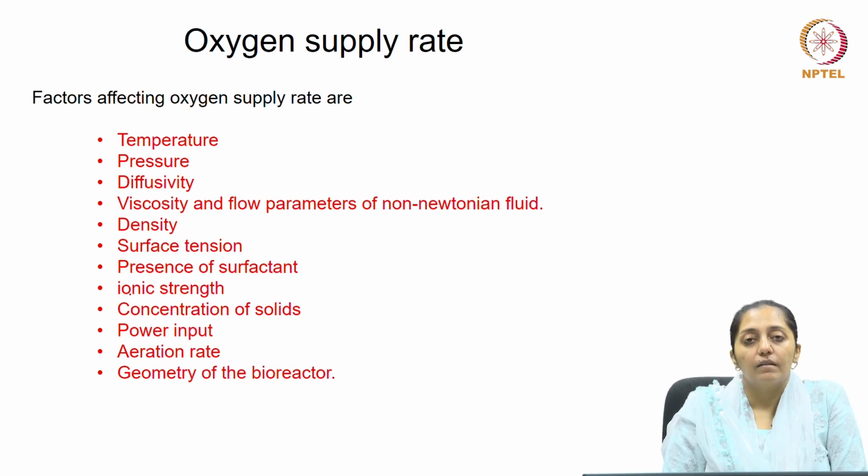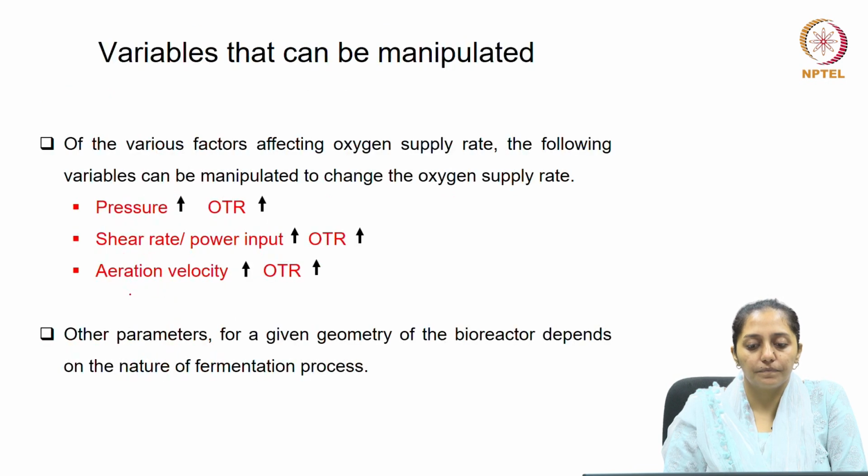So, there are n number of parameters which can affect the oxygen supply rate or oxygen transfer rate. Now, generally what are the parameters which are manipulated or varied to make changes in the oxygen transfer rate in the reactor systems? Of the various factors which affect the oxygen supply rate, we generally bring about changes in the following variables, as shown on the slide here.